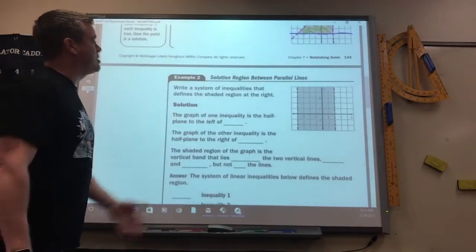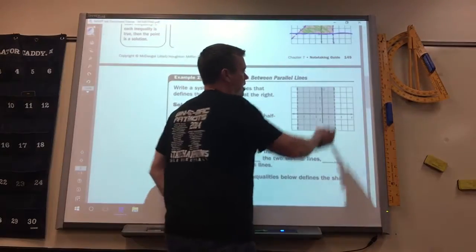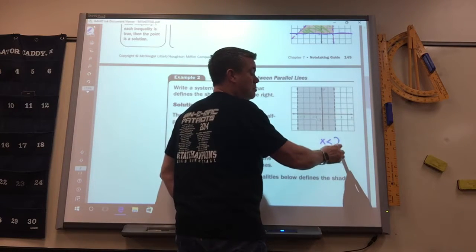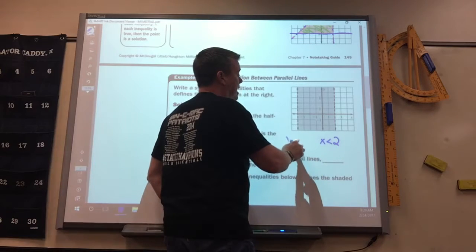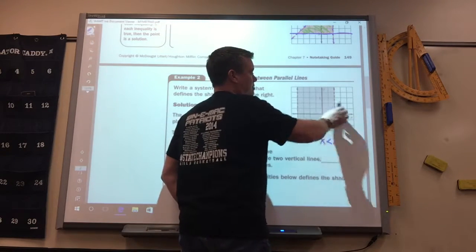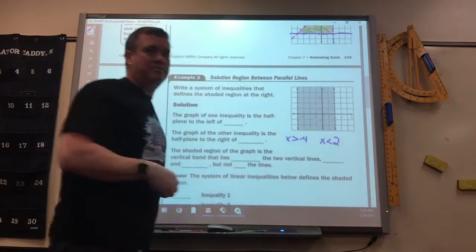So here's a real simple one. They graphed x is less than 2 and x is greater than -4. So that's the graph of these two. Everything in between is shaded.